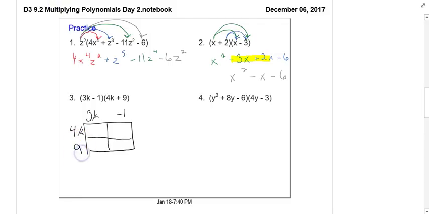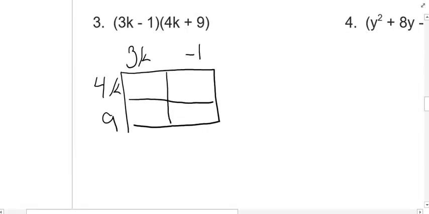Plus 9. Okay, and then I'm just going to do this math. 3k times 4k, well, 3 times 4 is 12, and k times k is k squared. Negative 1 times 4k would be negative 4k. 3k times 9, 3 times 9 is 27, and then the k, and 9 times negative 1 is negative 9. I'll look to see what I can combine.